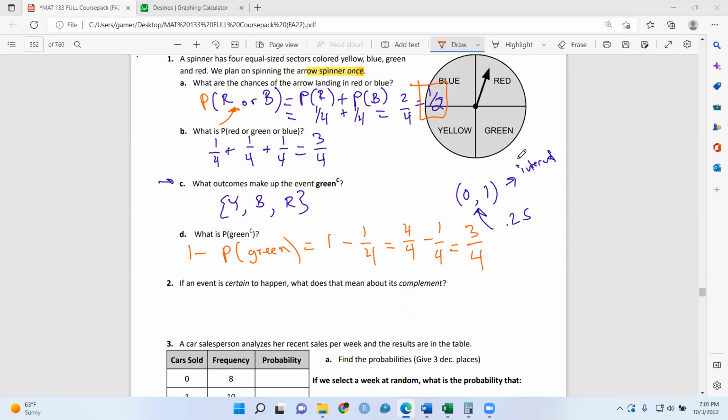Love it. If it's certain to happen, that means there's a 100% chance. So we're saying that P of E is equal to 1. So what's the probability that its complement happens? It's got to be 0. How do we know? It's equal to 1 minus the probability E happened, which we know is 1. It has to be 0.